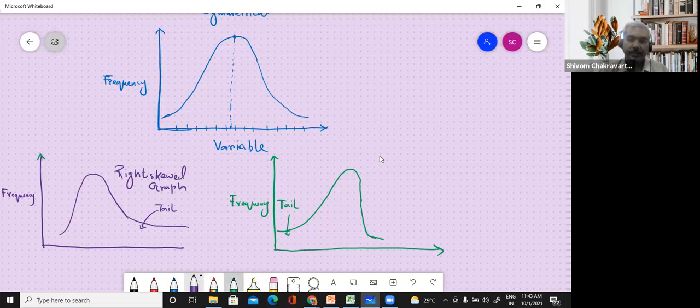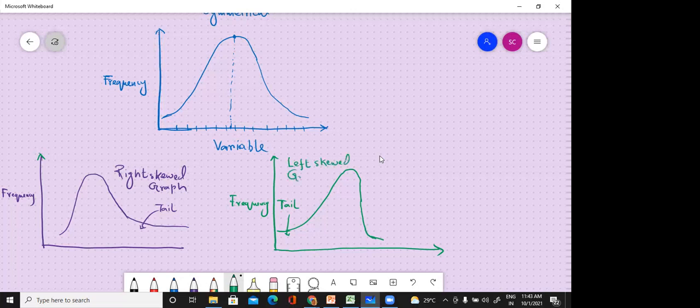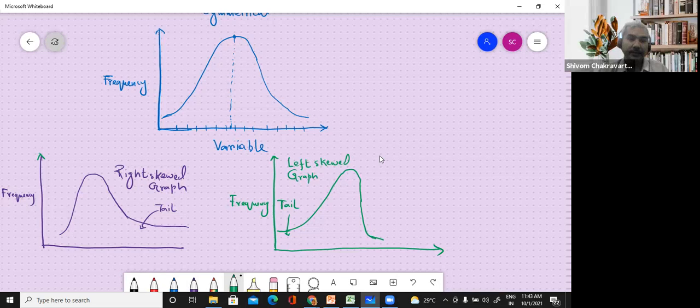And this is called a left skewed. Excuse me, sir. Can you explain what skewness is again? Yes. Skewness is the property of frequency distribution graph not being symmetrical. It is inclined to one side.